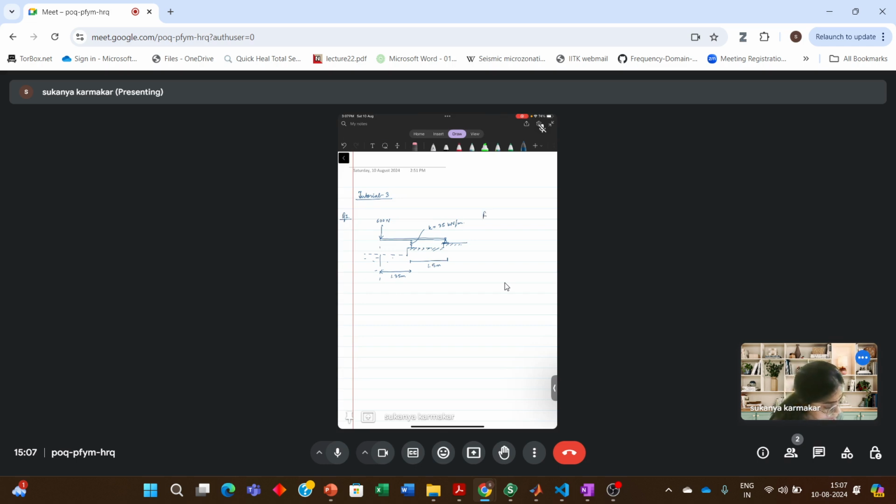So find how much the spring deflects due to the weight of 600 Newton and this setup. So how will you solve it? Here, let's draw the free body diagram.